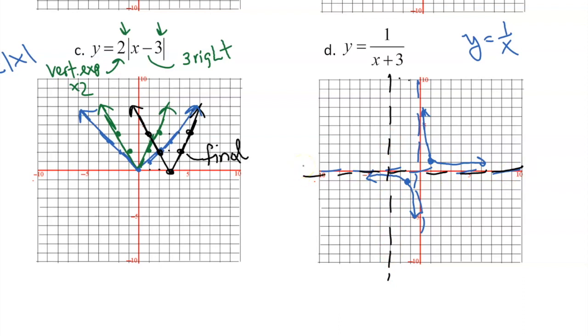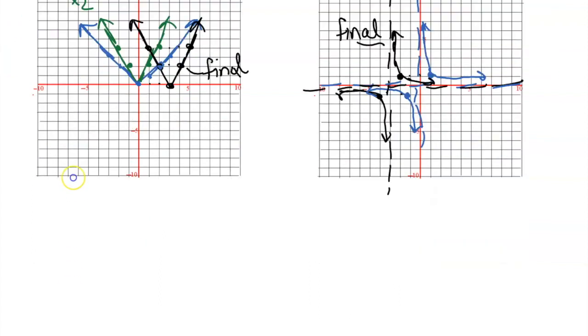Okay, and then we'll shift this point here, 1, 2, 3, 1, 2. Okay, and that's going to be our final graph right there. Okay, so that's transforming some more specific functions.